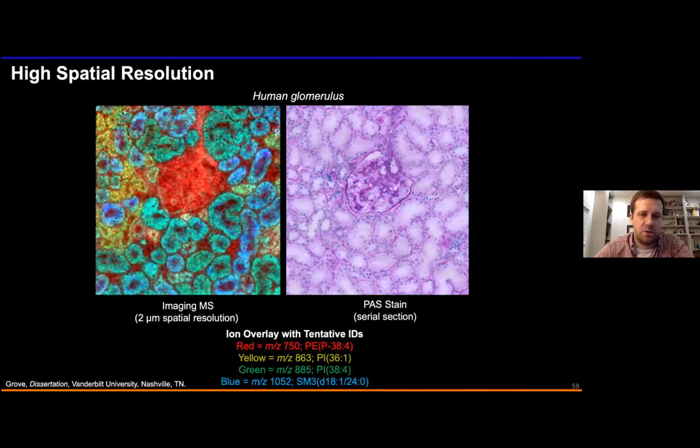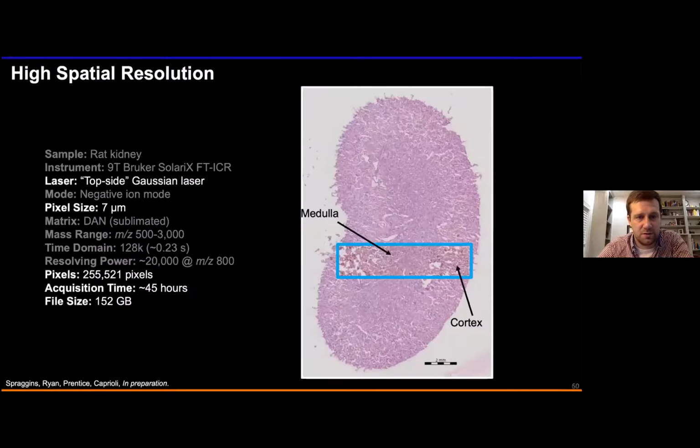This is a human kidney glomerulus. This is a lipid and metabolite imaging experiment. In red here, you can see the kidney glomerulus surrounded in blue and turquoise by proximal and distal tubules. And you can maybe make out these little black flecks in these green and blue structures, and those are actually individual cell nuclei, which is confirmed using a PAS counterstain. And so again, this is a kind of heroic imaging experiment, but an example that some imaging mass spectrometry experiments can approach single cell and even subcellular spatial resolution.